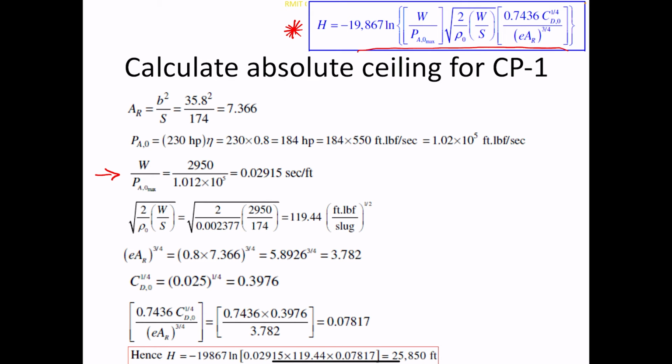So out of all this, we get the following result, that the maximum ceiling for this particular type of aircraft is 25,850 feet.